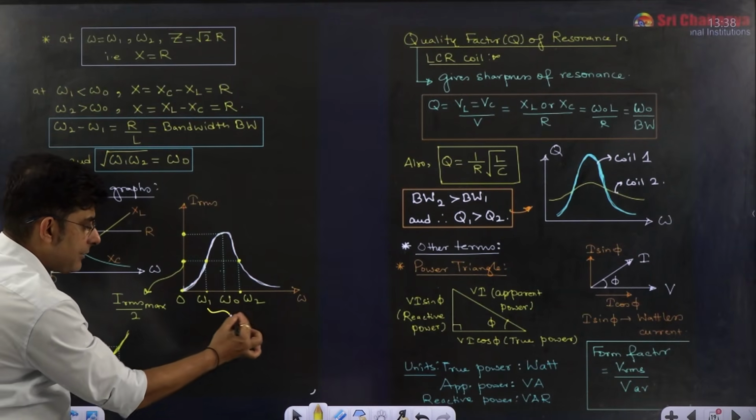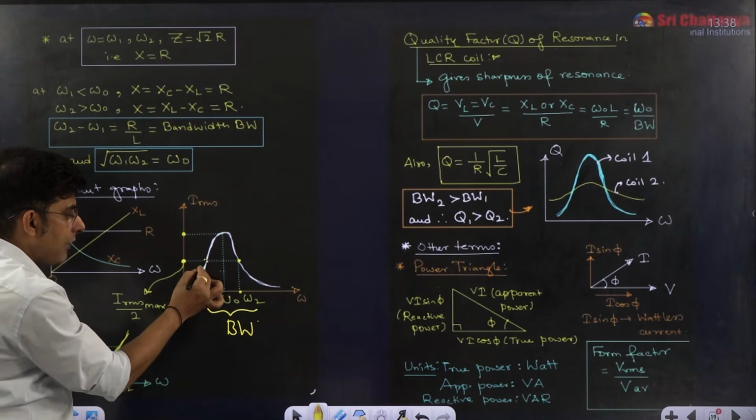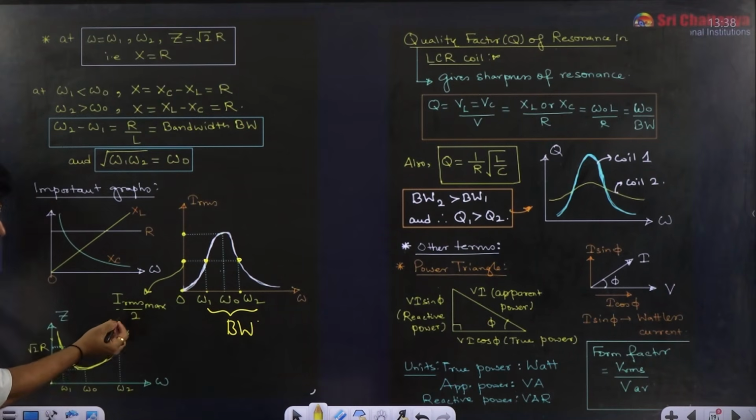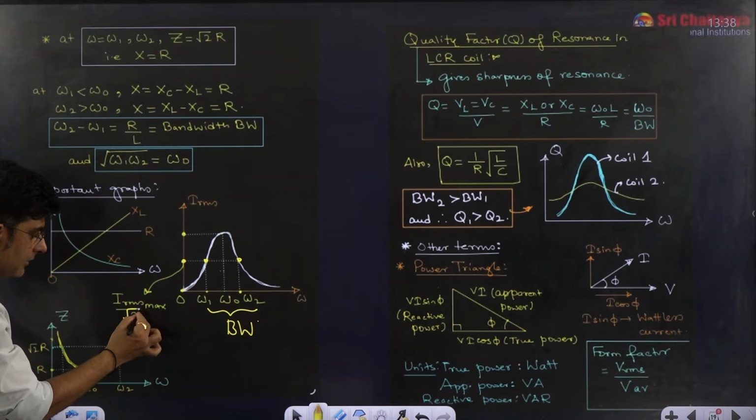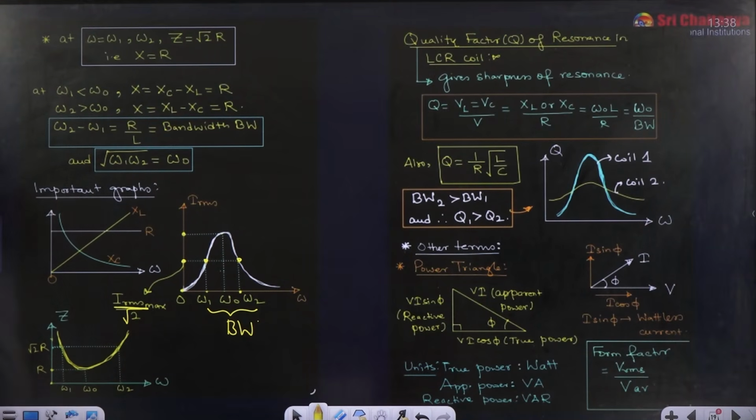I said this gap is called bandwidth, and at these half power frequencies current becomes 1 by root 2 times the peak value of RMS current. And if you draw the graph of Z, it is just the opposite of I, so Z will become minimum at omega naught, and at omega 1 and omega 2 it will become root 2R.